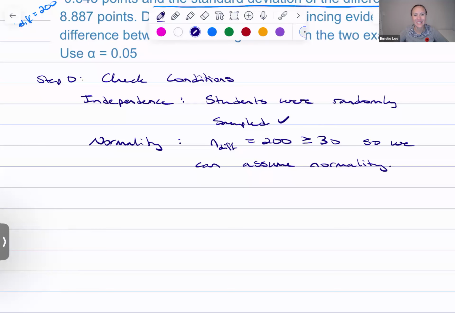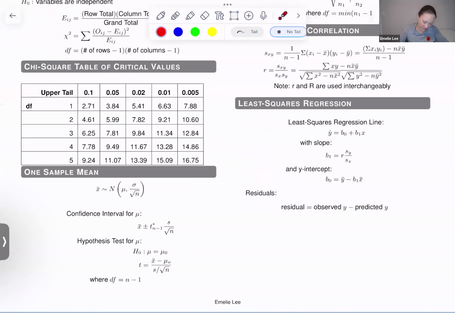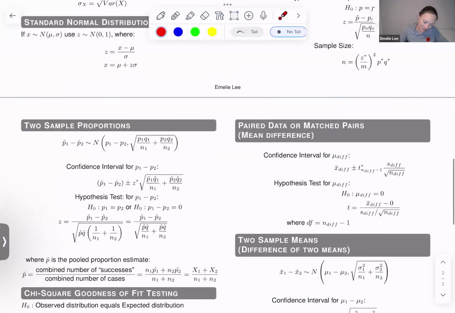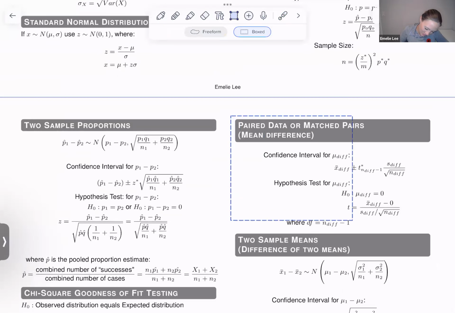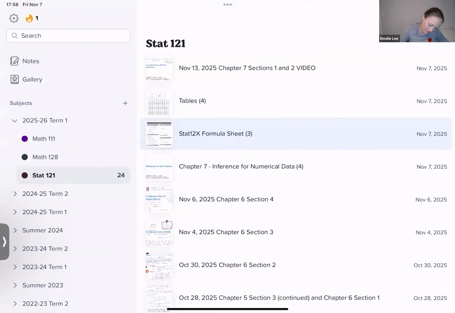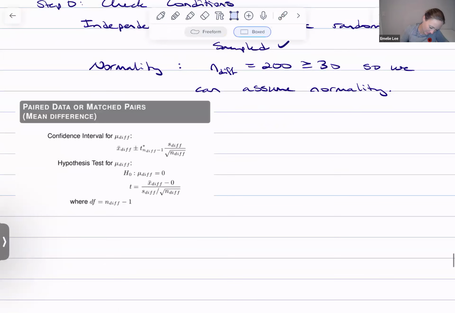Great. Now we're ready. Now I haven't brought in the formula sheet yet because it's going to look the same as what we saw for one sample mean. So here we had everything for one sample mean, and now the last column of our formula sheet. It's a big day today. Copy. Paste.